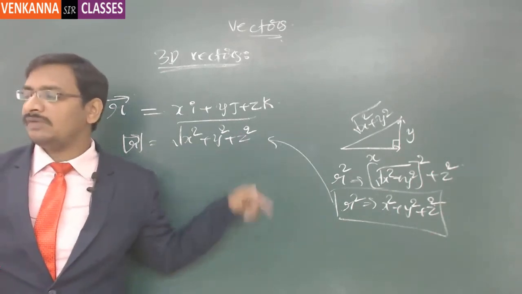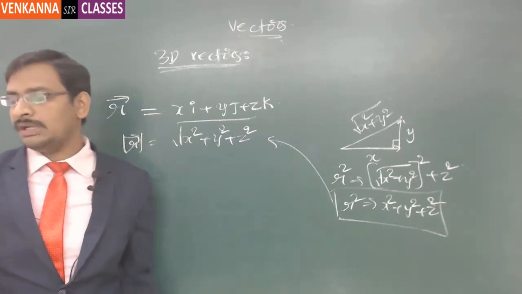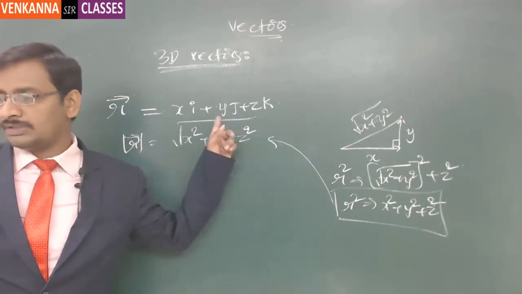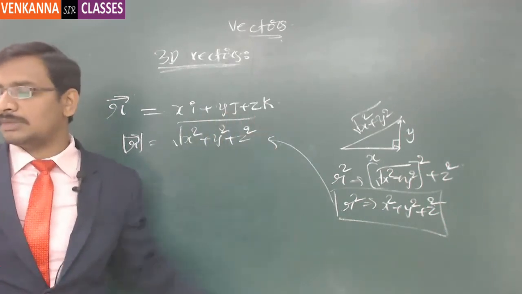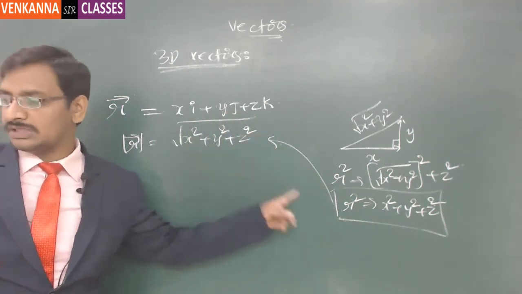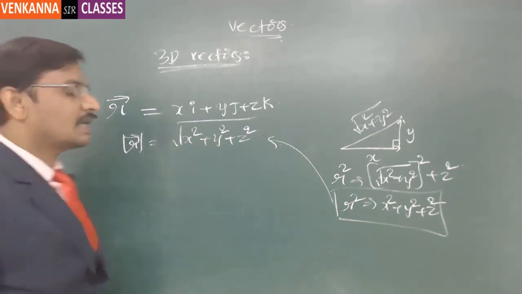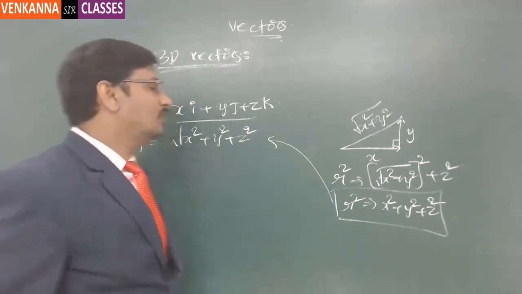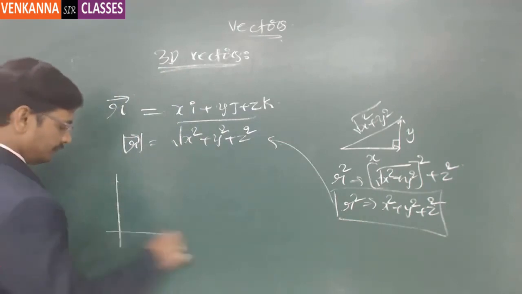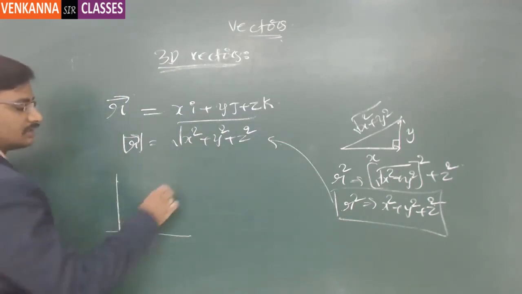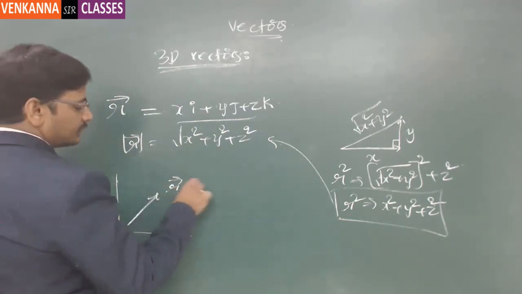This is valid even in 3D, right? So this is the position vector. So xi plus yj plus zk is nothing but the position vector whose magnitude is given like this. But in case of a position vector in 2D, you can straight away calculate; let us say this is r is equal to xi plus yj.